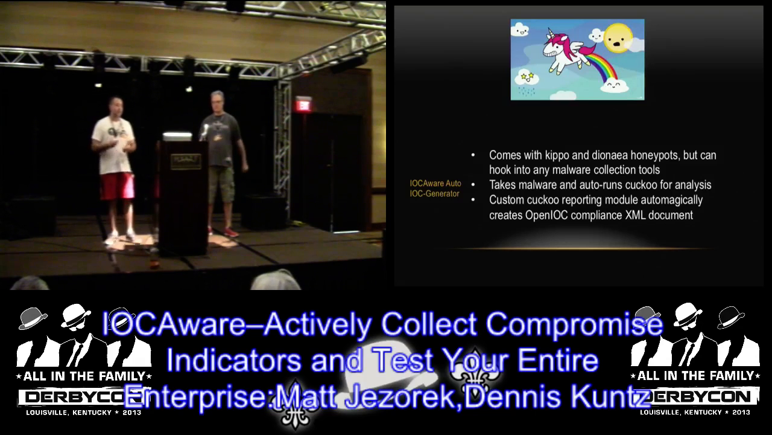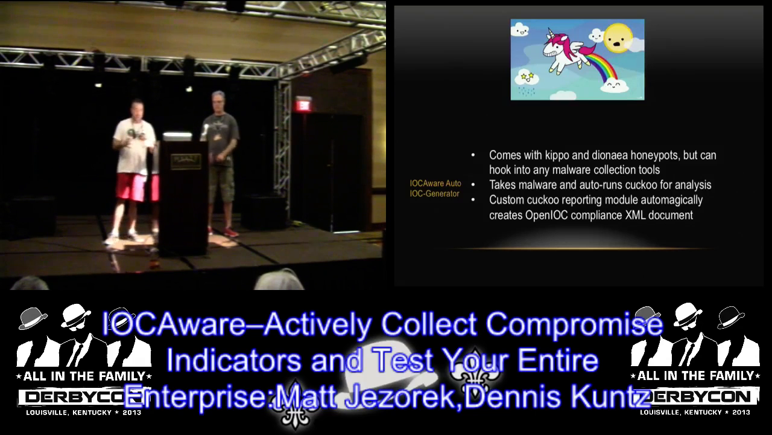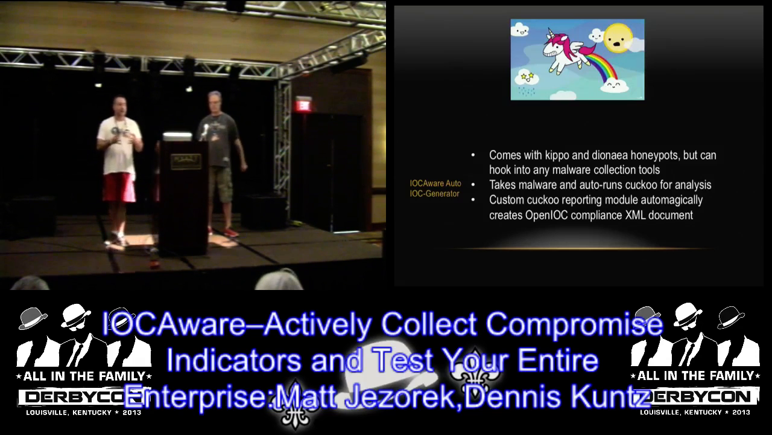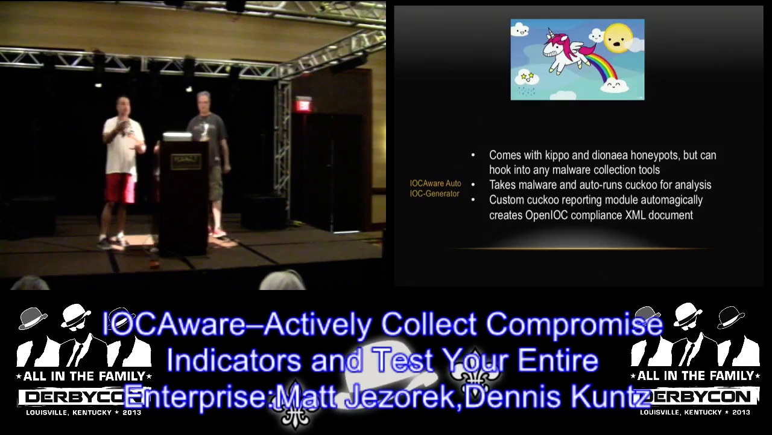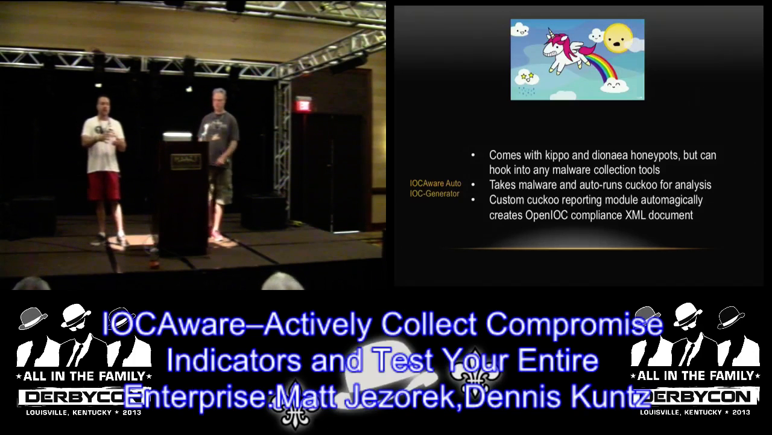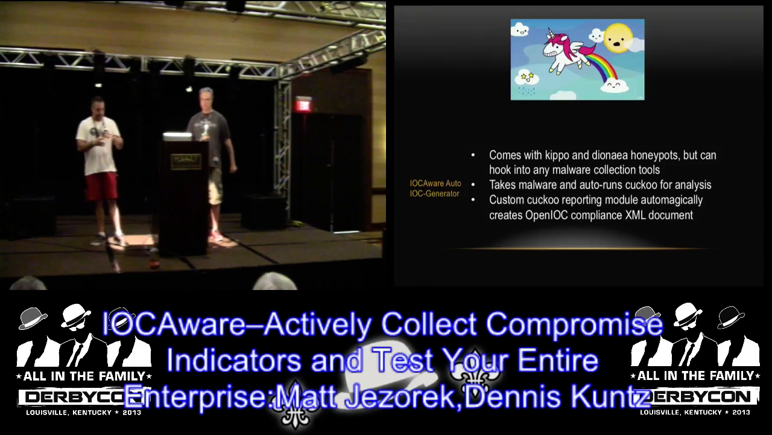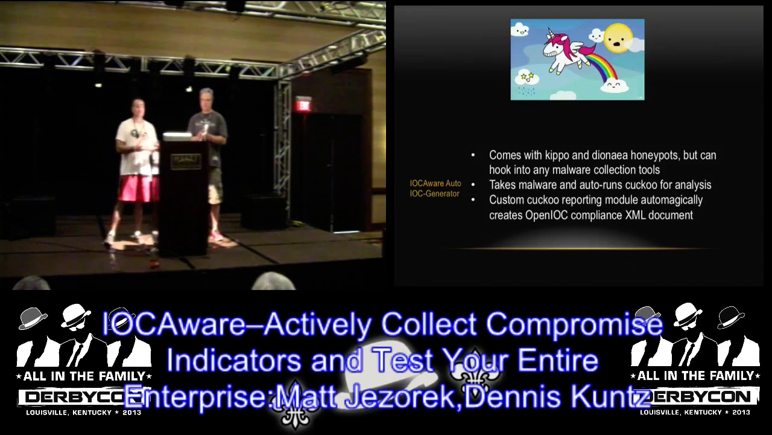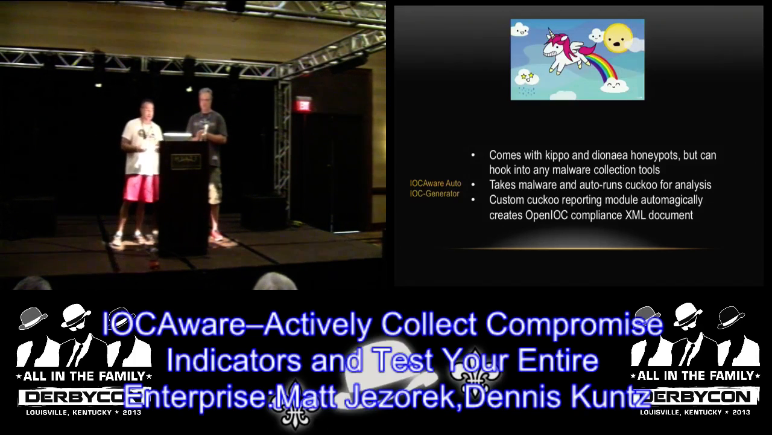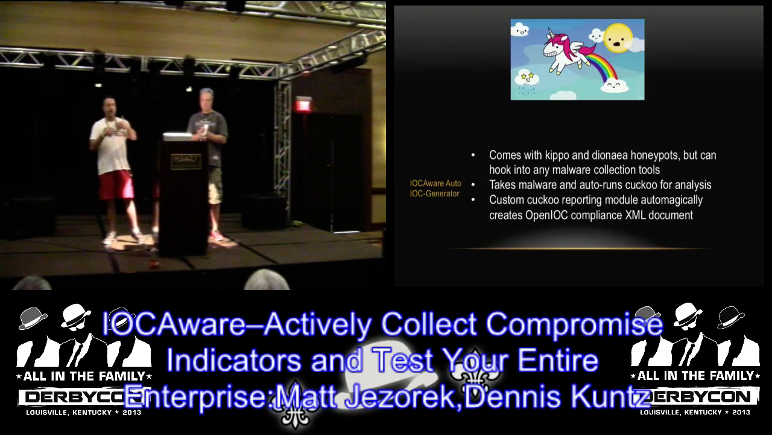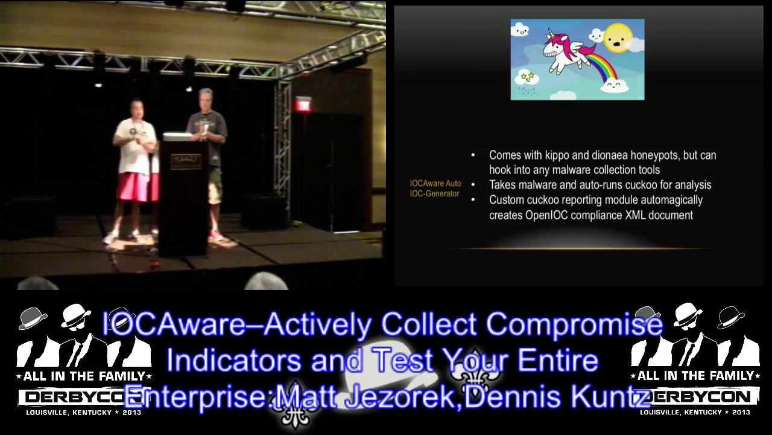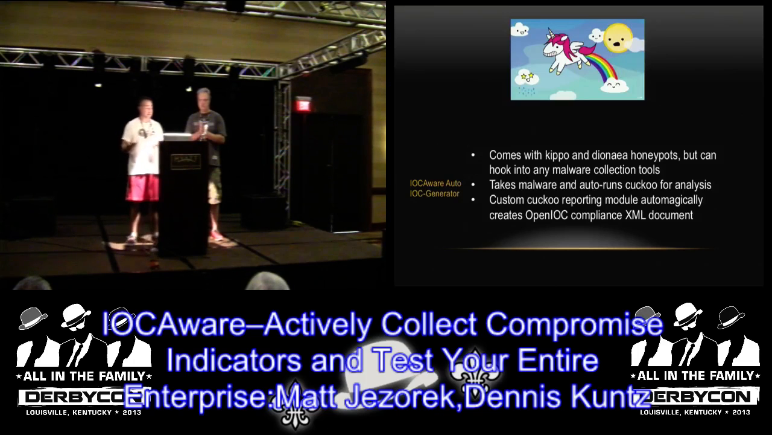then consume it. So what we're going to end up releasing is either a VMware image or an ISO of a Linux distro that will be set up with Kippo and Dionaea, and right now that's all we have on it. So that's what we're coming out of the box with, and then you can add whatever you want to it. It takes the malware as it comes into the honeypot. You can just monitor directories and suck in the malware. It will automatically throw it into Cuckoo for analysis, and then recreate the IOCs from that.